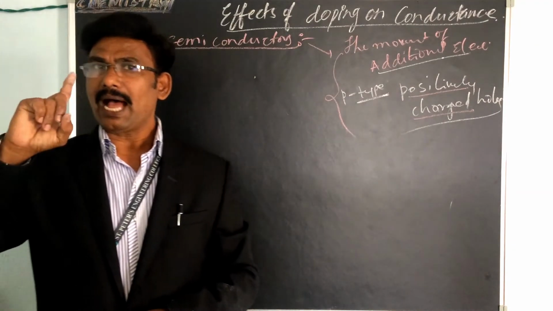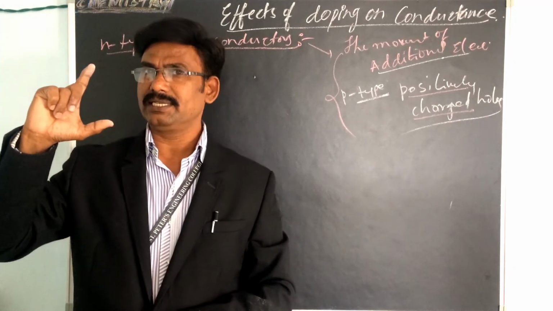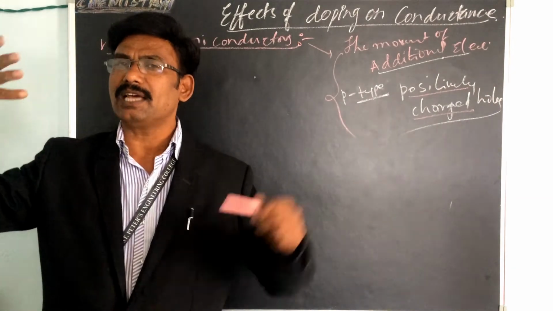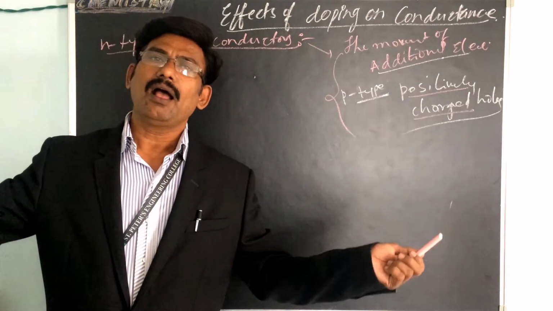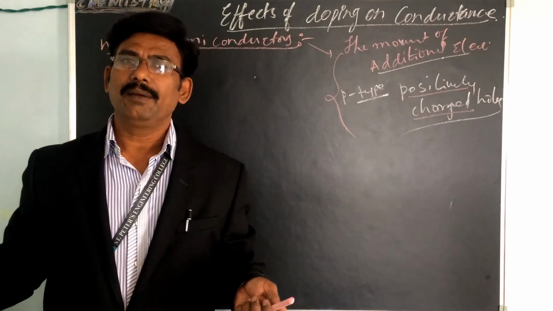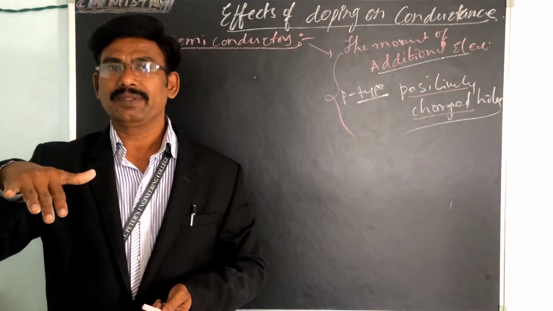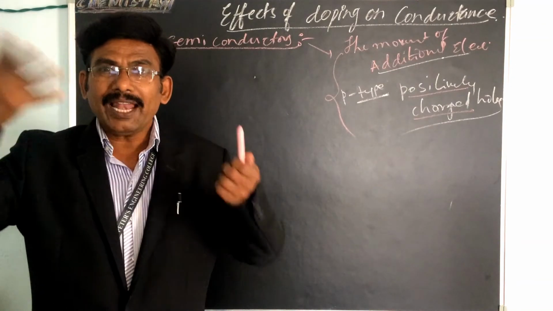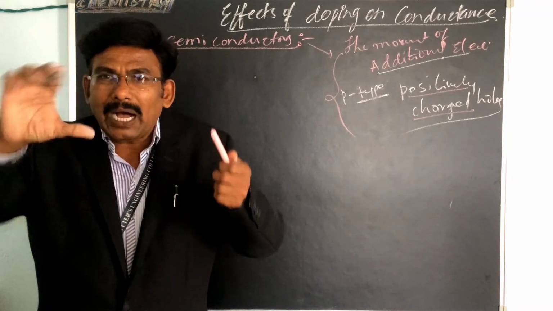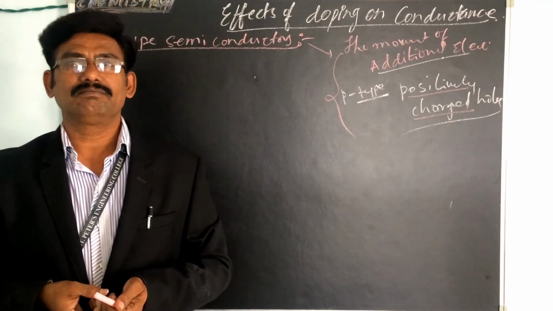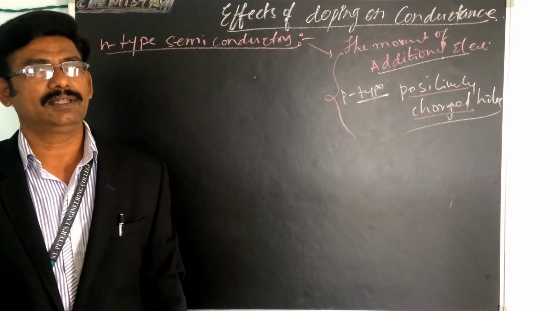N-type means additional electrons, a surplus of electrons. When the impurity is a donor, an additional extra electron will come. And P-type means electron deficient, so positively charged holes are there.